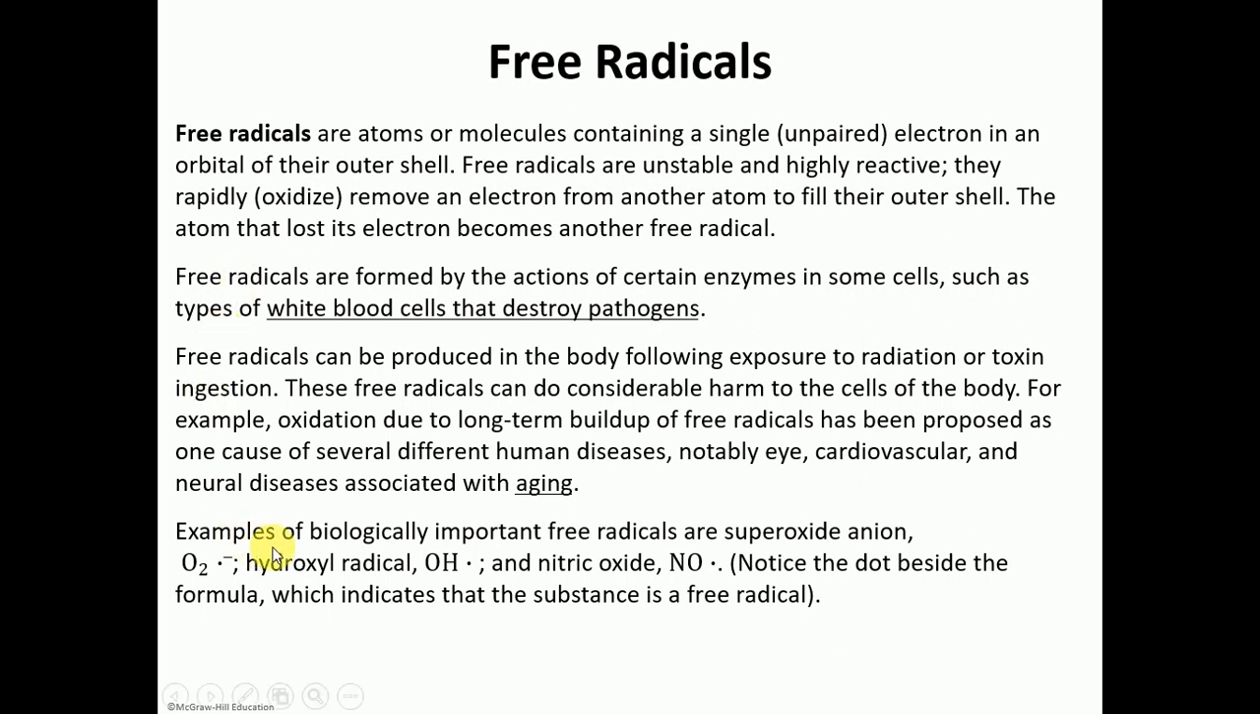Examples of biologically important free radicals are superoxide anions, so O2, hydroxyl radical, so OH, and nitric oxide or NO. And these dots indicate that this is a free radical. That would lead to the destruction of the surrounding cells.